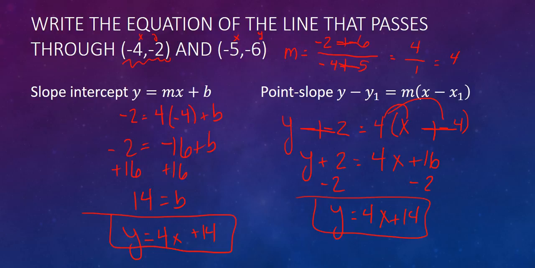So that's the only difference if you're given two ordered pairs instead of an ordered pair and a slope, is first you have to find the slope, and then it's the same process, just pick one of the two ordered pairs to write your equation.